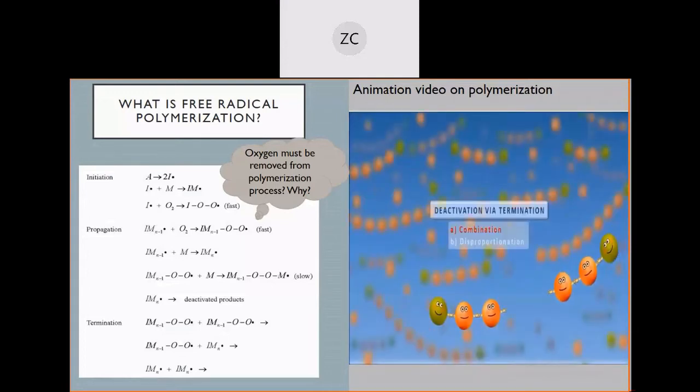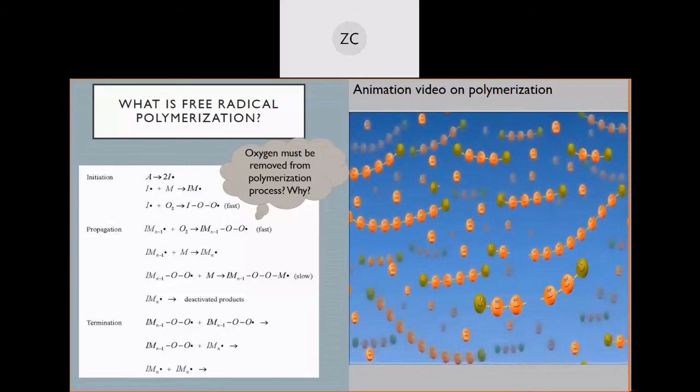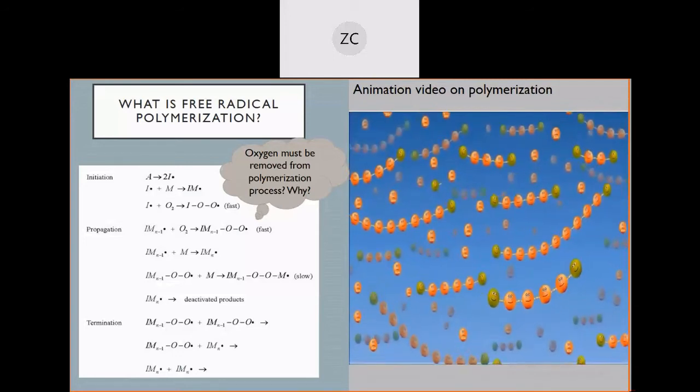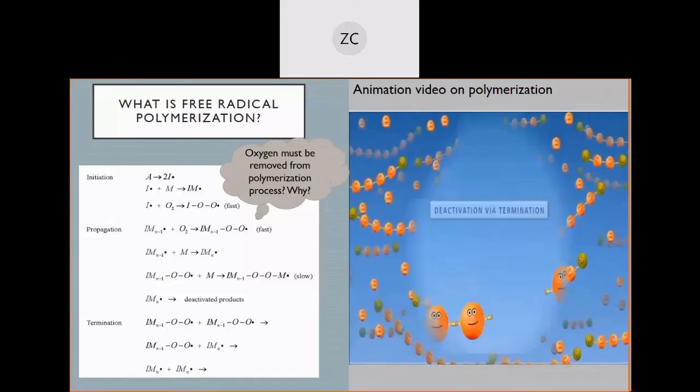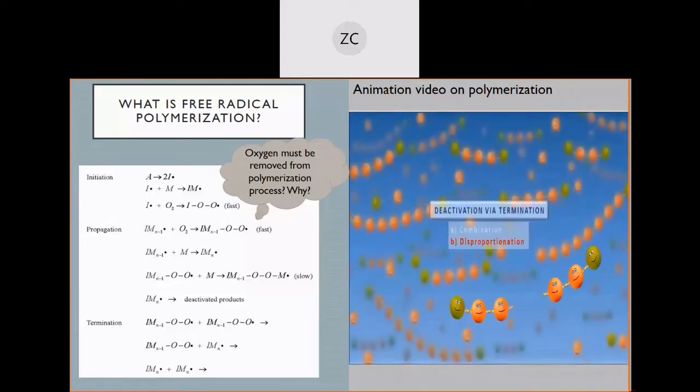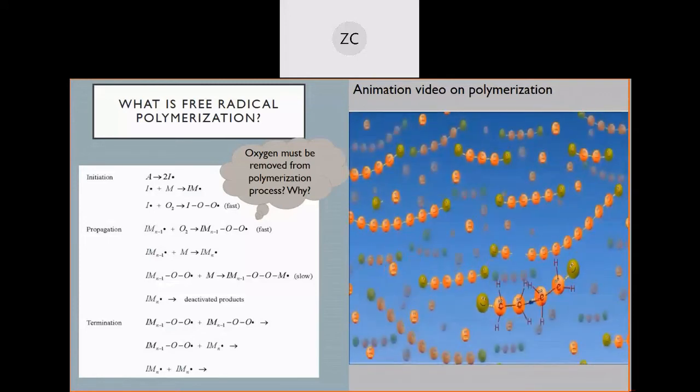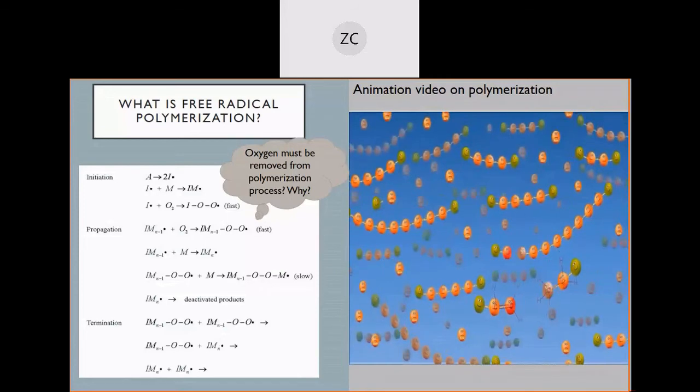In the termination step, for combination, the two growing chains are linked together to become the polymer and stop the polymerization. For disproportionation, the long growing chains attack the other long growing chains by taking the hydrogen from the carbon next to the active site to form a complete polymer, while the incomplete growing chains will form a double bond among themselves. So let's come back to our title.